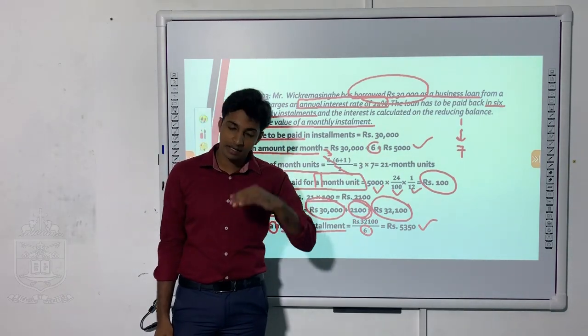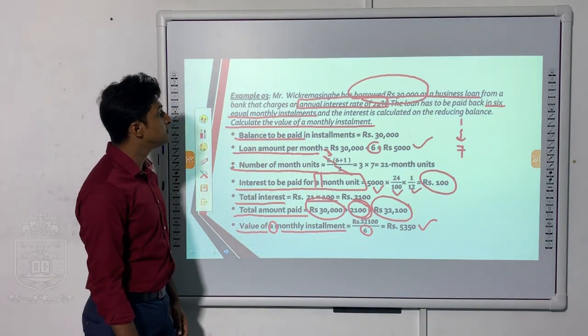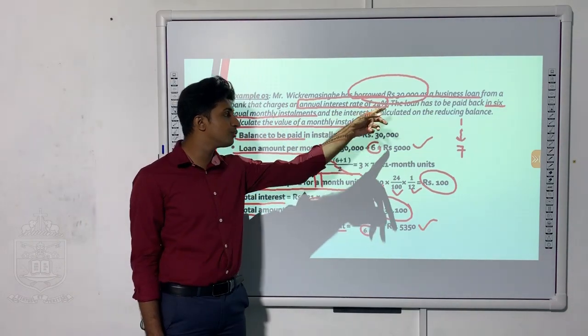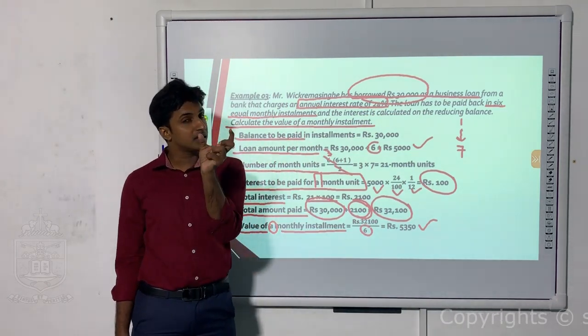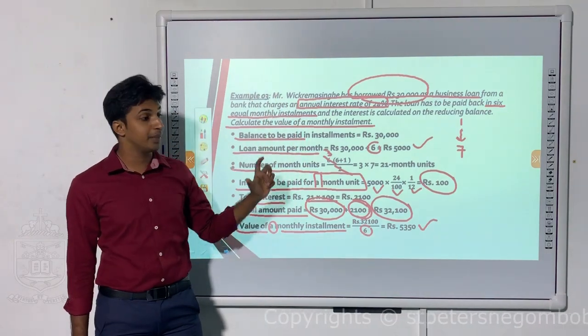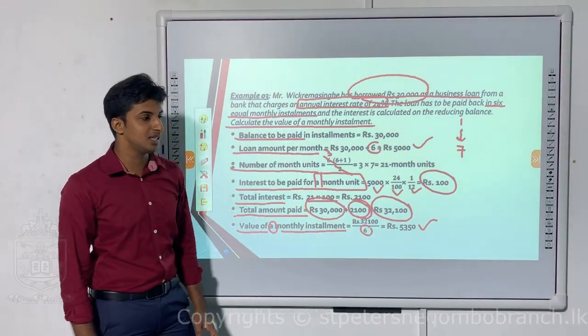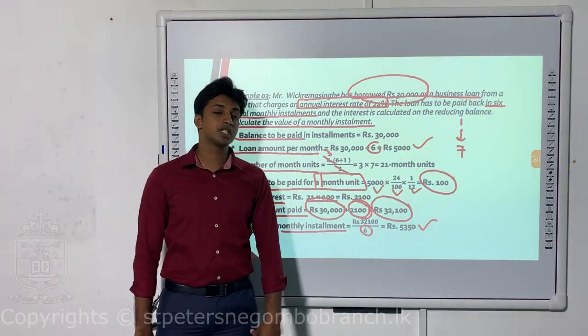So another reminder: if you have to find the value of a monthly installment, go through the steps in order, and if you have to find the value of a rate, you have to do steps 1, 2, 3, then go from down to up. In the fourth step, you will get the answer. Okay. So that is all I have to explain to you today.